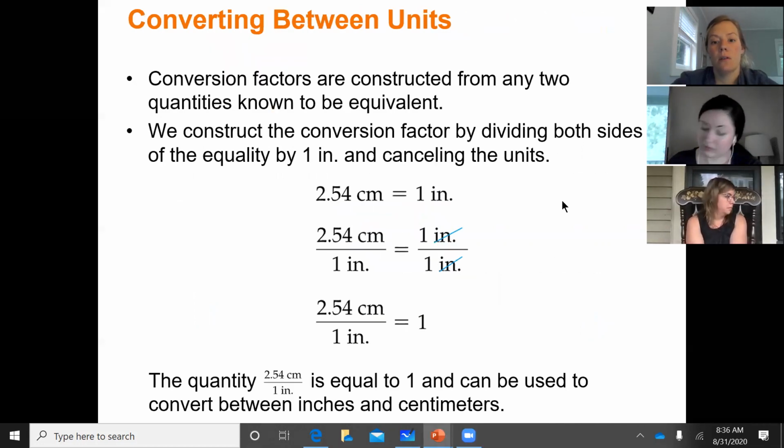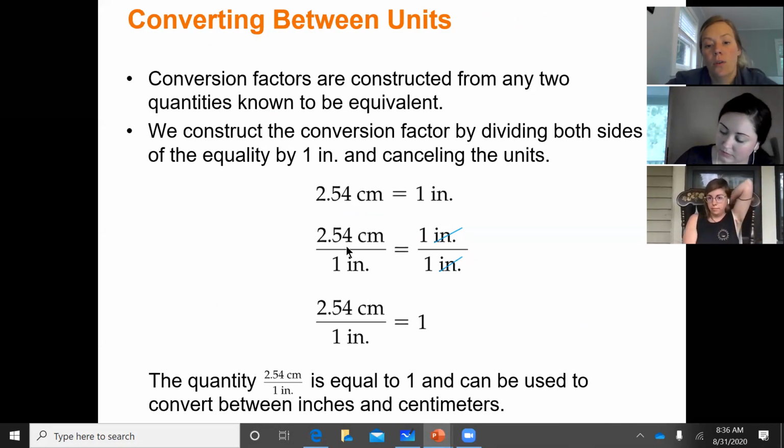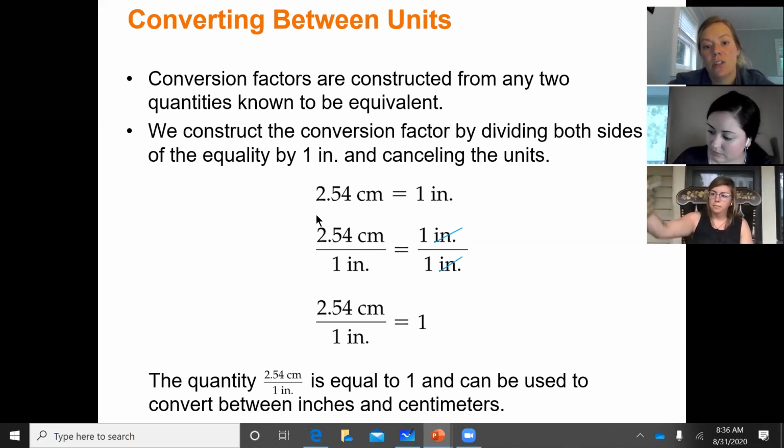All right, so here's an example of a conversion factor. 2.54 centimeters is equal to 1 inch. You can write that in a couple different ways. You could write it like this. We could divide each side by 1 inch, so we could have 2.54 centimeters over 1 inch. And because these two things are the same, right? Anything divided by itself is equal to a value of 1.